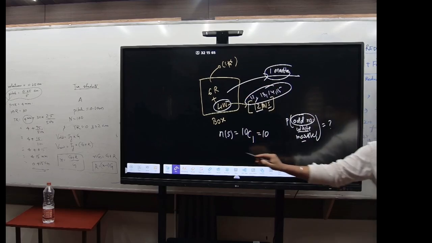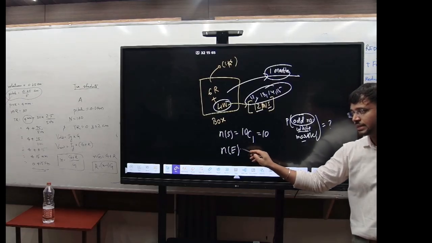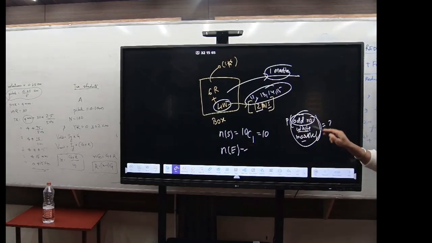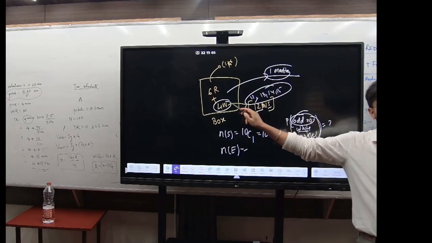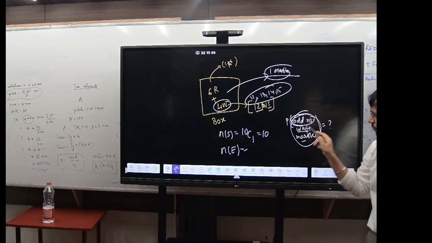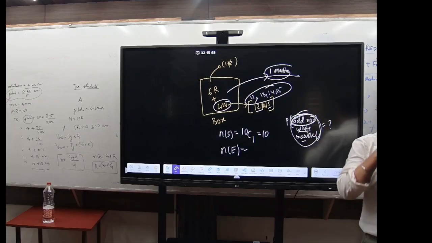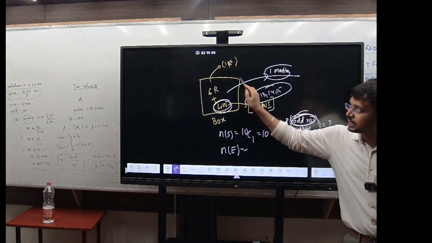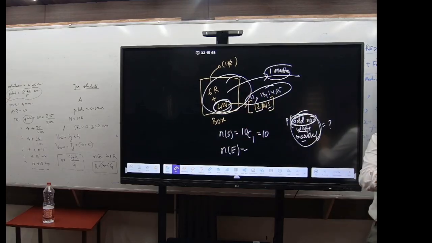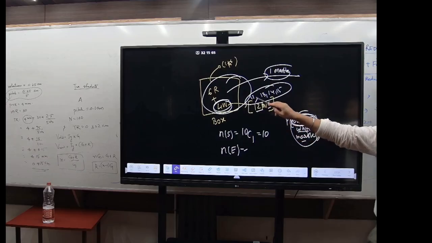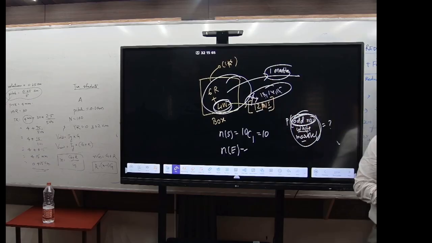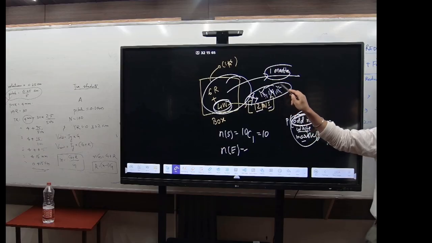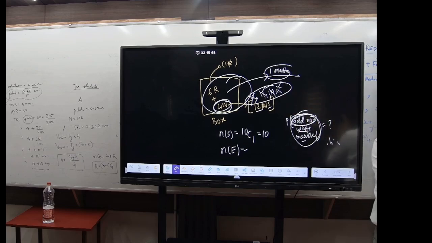Now I have to find the favorable cases. They want a white marble, and we have 4 white marbles, but we want an odd-numbered white marble. The 4 white marbles are numbered 12, 13, 14, 15. 12 is even, we don't need it. 13 we need, 13 is odd. 14 is again even, 15 we need. There are only 2 odd-numbered white marbles.